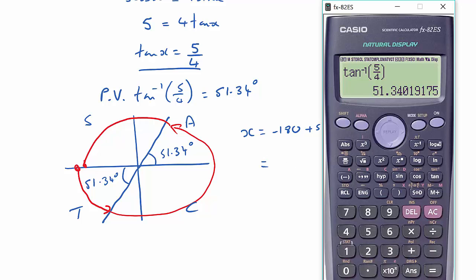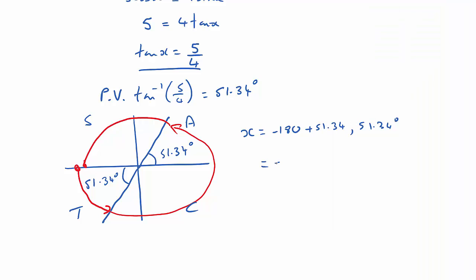So we have negative 180, add 51.34, and that is negative 128.66. Let's call it negative 128.7, and then we've got 51.3, giving both of those to one decimal place.